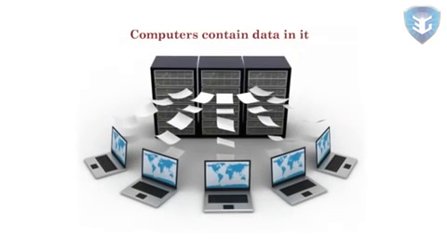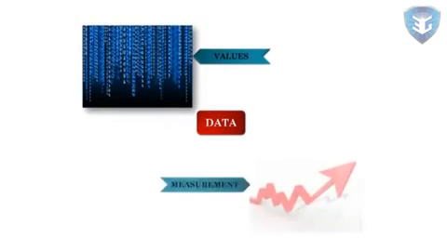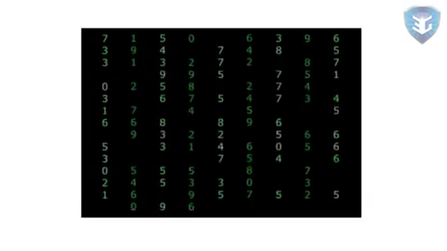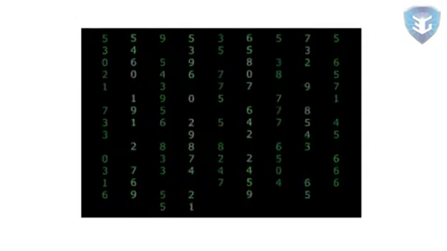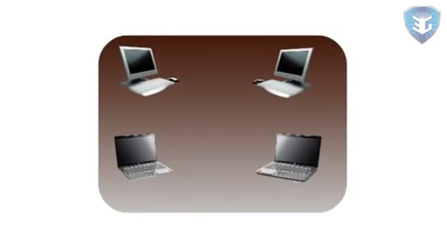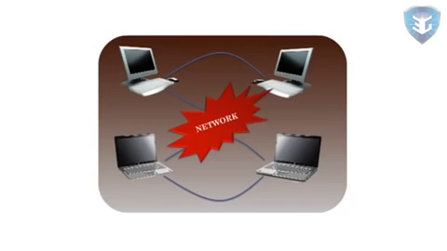The computers contain data. Data is a collection of facts such as values or measurements. It can be numbers, words, measurements, observations, or even just descriptions of things. When we want to share the data between two or more computers, called data communication, it is required to form a network between them.